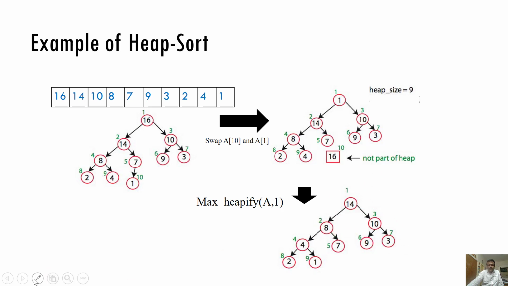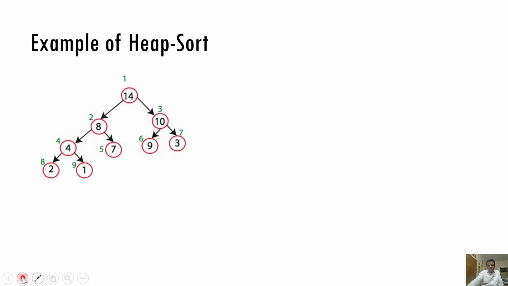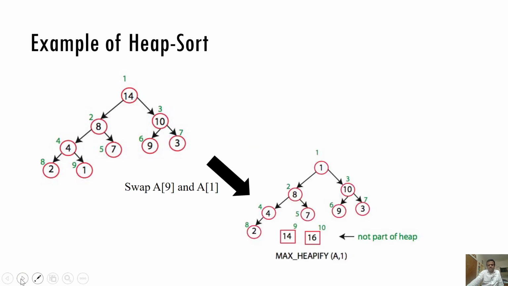And then again this 14 is the next maximum. So we again swap with the last. This is the situation now. So again we swap with 14, and the last element is again 1. So we swap these two. So 14 will come here, 1 will go there. We discard this A9, so the array size is reduced by 1, so now the array size is 8.